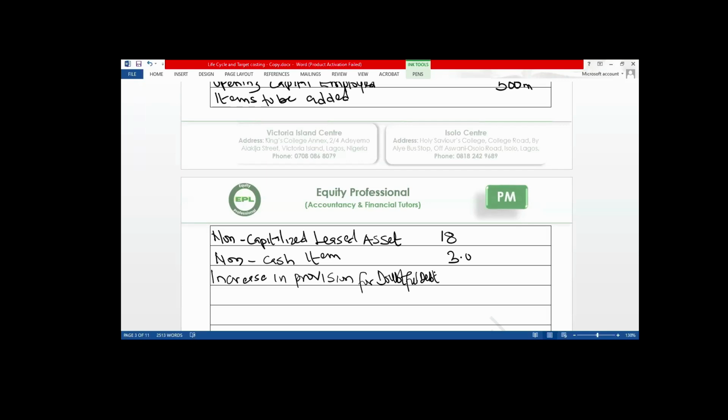The differences, we can show the differences. That will give us 1.3. That is, you have 2.5 in the statement of financial position minus 1.2 in the income statement. That is the increase in provision. These three items will be added back. This will give you 22.3 million.